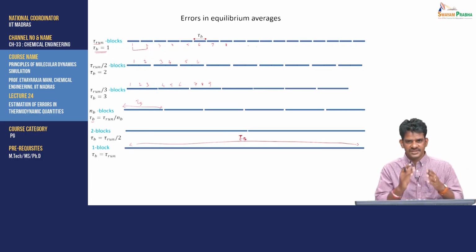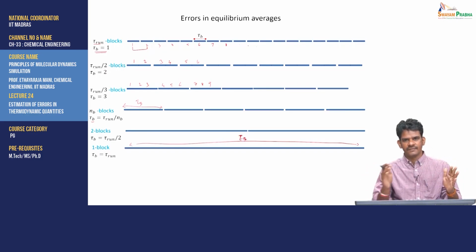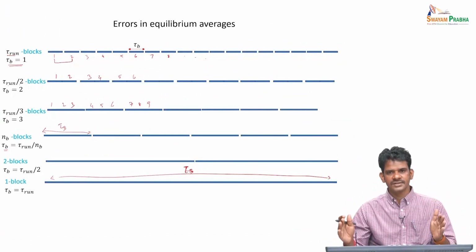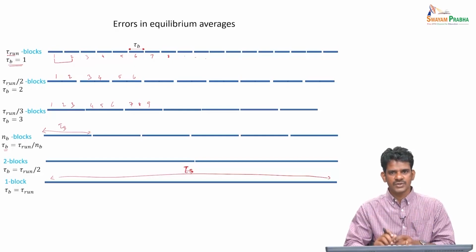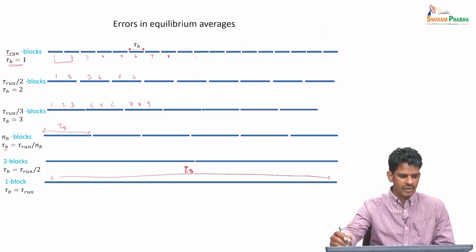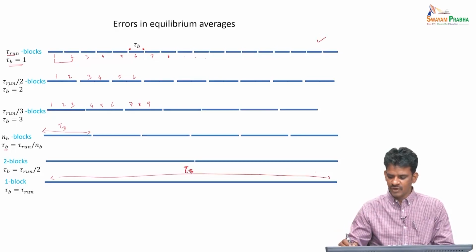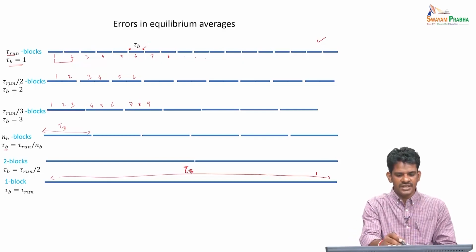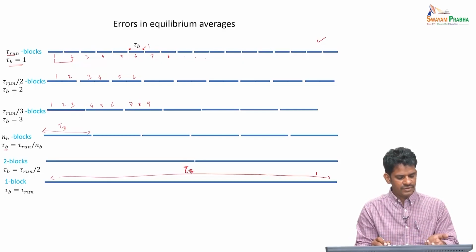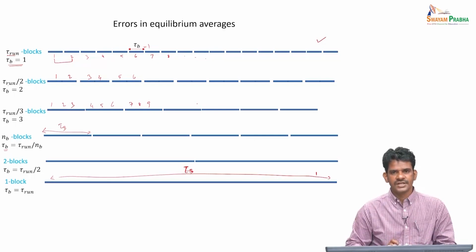So the same simulation data we have printed in a tape, we are trying to make into blocks of various lengths. Since the total number of data points is constant, based on the length of the segments, the number of blocks will also change. The number of blocks is highest here and goes to 1 here, whereas tau b, the length of the segment, is 1 here, and goes all the way up to tau run.